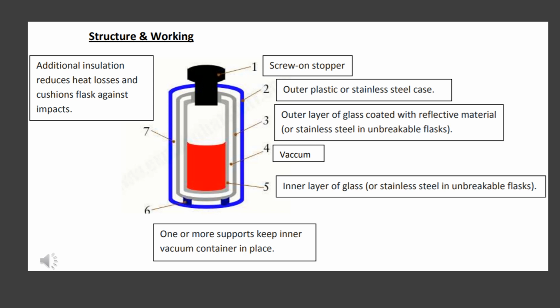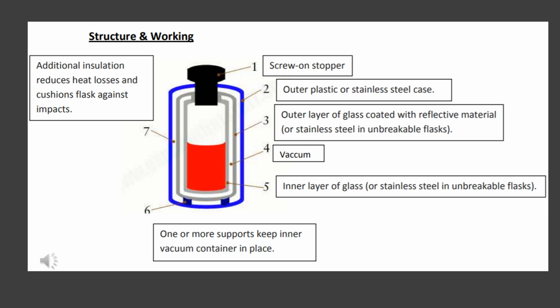Fourth one is the gap in between the inner and the outer layer, which is empty, which has vacuum, means no medium, no air, nothing into it. The innermost layer, the fifth layer, is of glass or stainless steel in case of unbreakable flask. Nowadays we rarely see any flask with a glass inner layer.